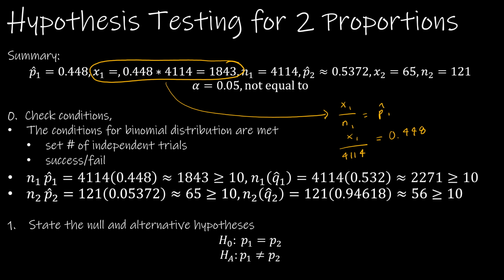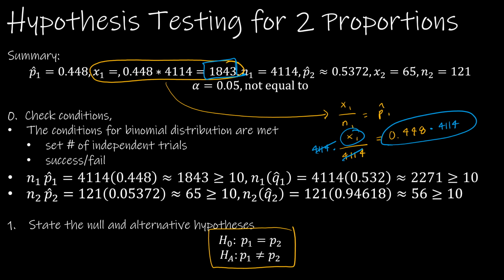So how do I find X1? Well, hopefully we know enough about algebra to know that I would have to multiply on each side by 4,114, and that would give me X1 on the left side and would give me what appears to be 1843 on the right side. Again, everything else is pretty straightforward. We check the conditions are met, it's a set number of trials, it's success fail, and we can use Excel to find N1 P hat 1 and so forth. Everything is greater than or equal to 10. The null and alternative hypotheses we've already talked about. They're equal or they're not equal.